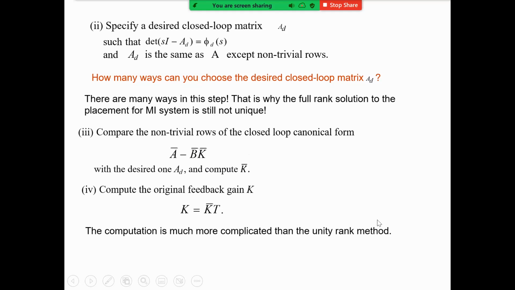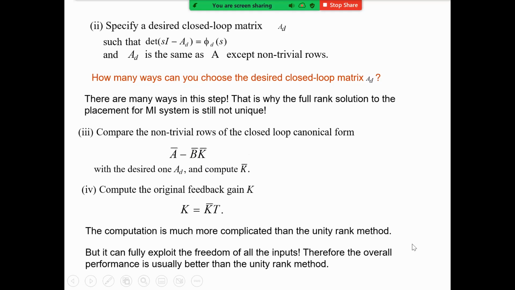So the computation, of course, is much more complicated than the unique rank method, but you can fully explore the freedom of all the inputs, so therefore the overall performance normally is better than the unique rank method. Okay. So for the mini project, I believe most of you are using this one.